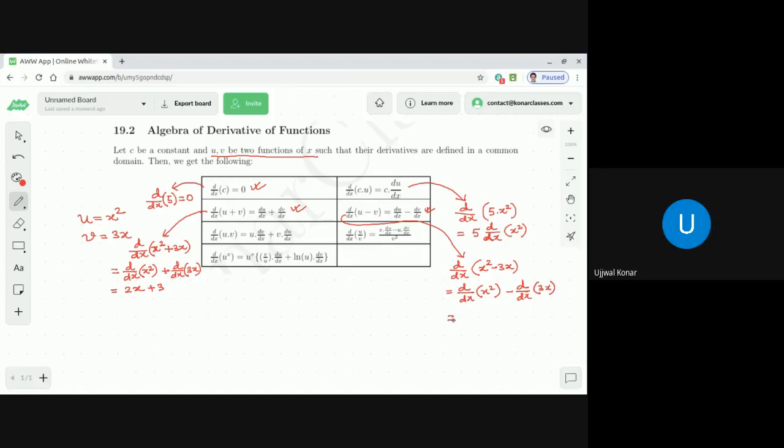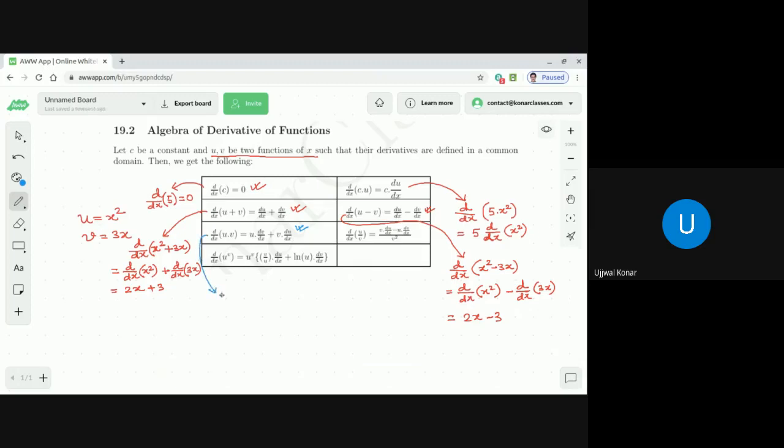So that is equal to d/dx of x square, which we just discussed, it is 2x, and it is 2x minus 3. Now, the next point we are going to discuss: these next two formulas are a little important. The first one is d/dx of u into v. d/dx of (u into v) is equal to u into dv/dx plus v into du/dx. Let's take an example to understand.